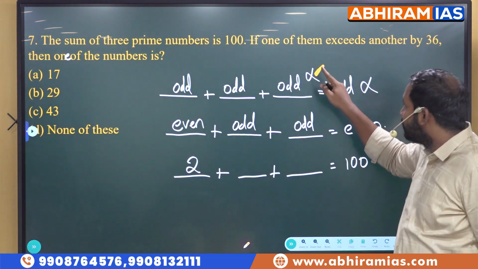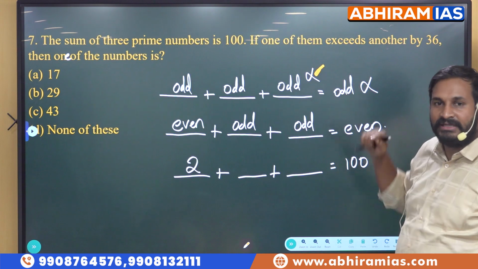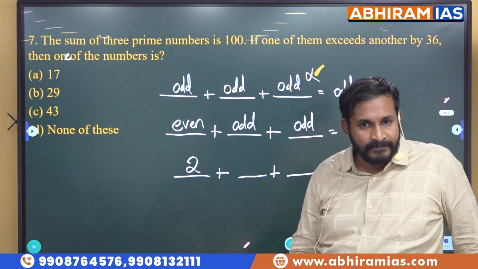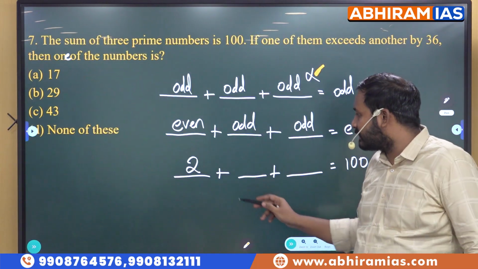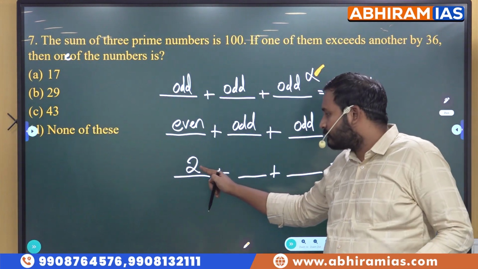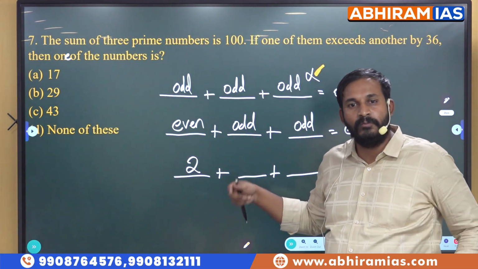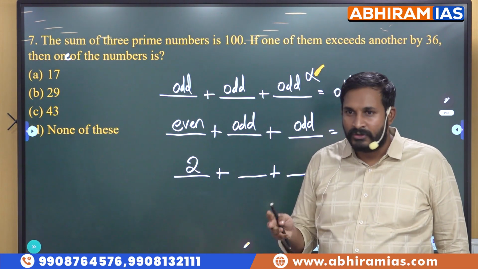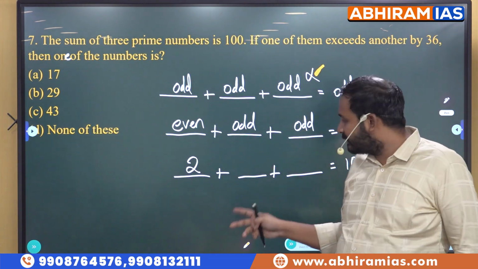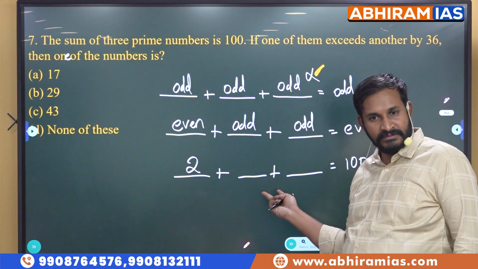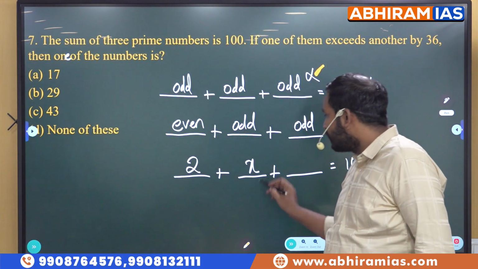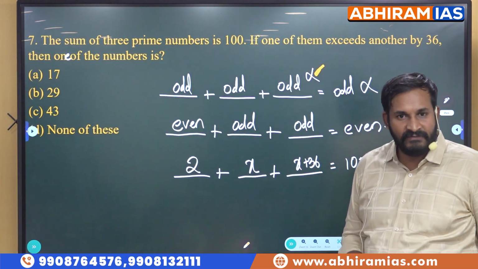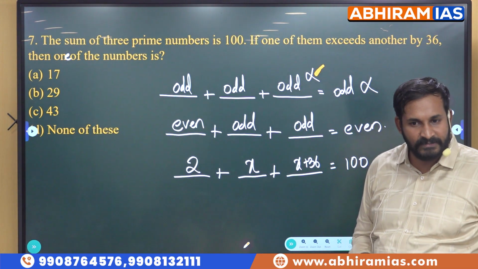And now next, see, if one of them exceeds the other by 36, that means the difference between any two of these numbers is 36, right? For instance, assume with 2 only, that case is 2 plus 36. Is 38 a prime number? No, right? So that relation will obviously be between the other two numbers only. If I take one number as x, what about the other number? x plus 36.